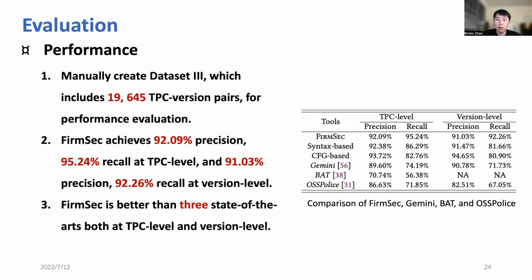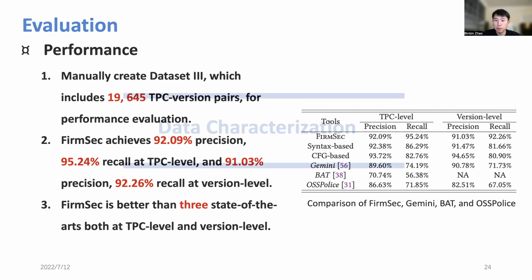Finally, we compare the overall performance of FirmSec with 3 works. We first create a ground truth dataset, and FirmSec has better performance than previous works, both at TPC level and version level. FirmSec achieves over 90% precision and recall at TPC level and version level.